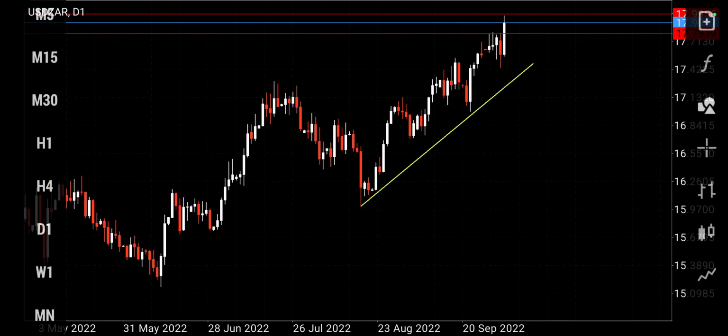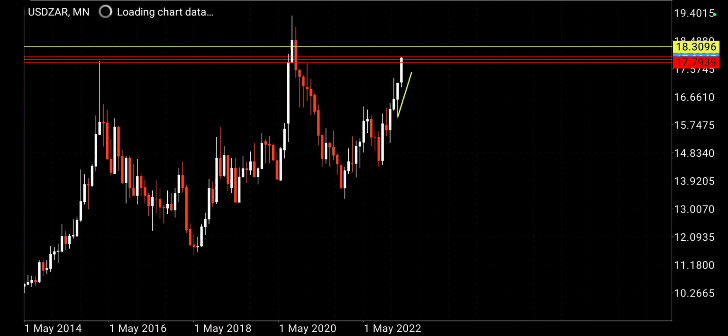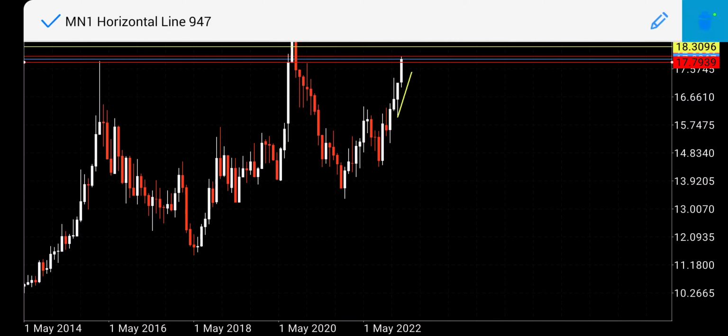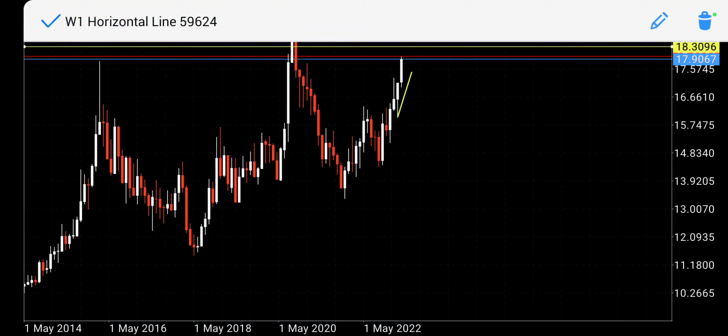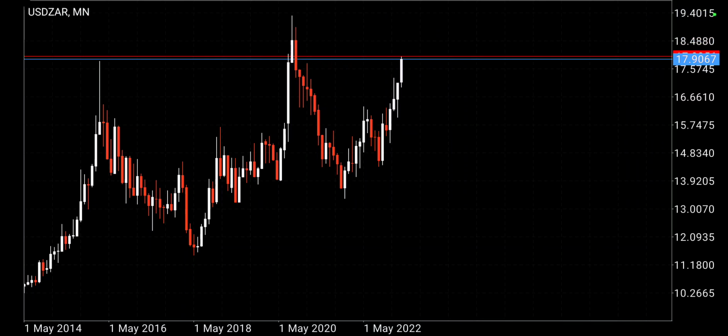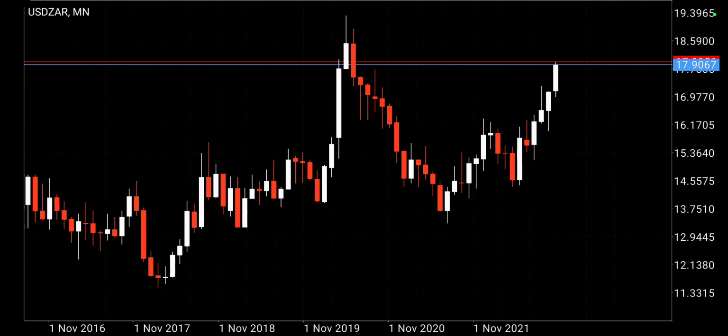As always, we start with the highest time frame, which is our monthly. So this is our monthly chart. It looks something like this. Let's remove all these drawings so that we can start afresh, so that you understand why I put them right where I put them. So our monthly chart looks like this.